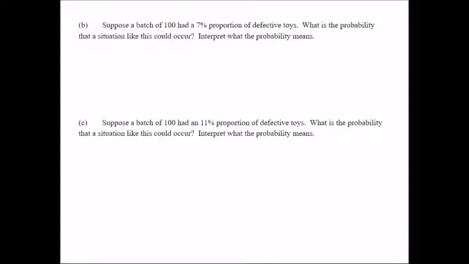All right, so letter B. Suppose a batch of 100 had a 7% proportion of defective toys. What is the probability that a situation like this could occur? And then interpret what it means.